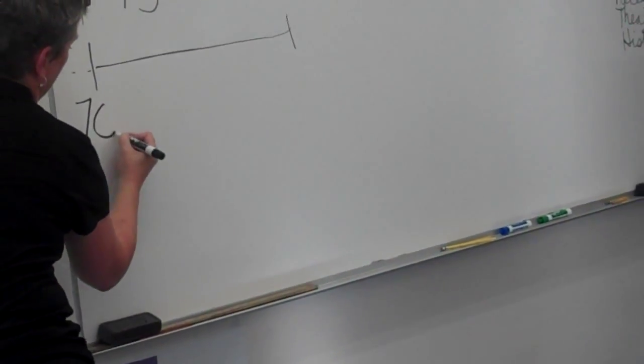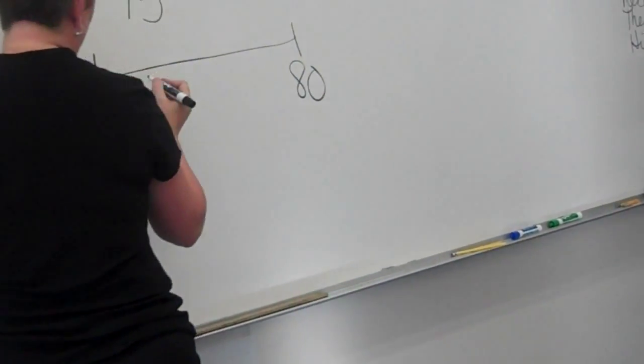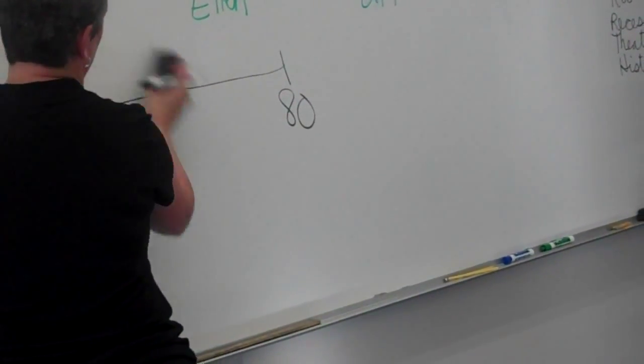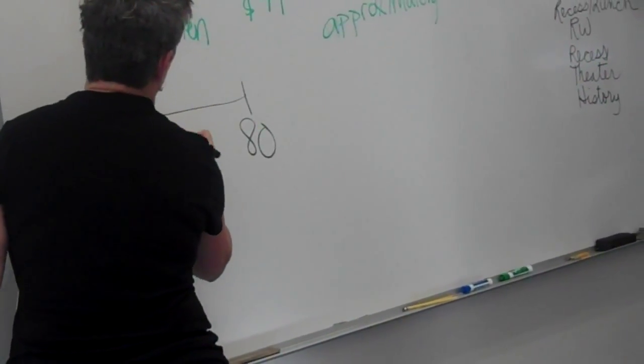All right. But most of you have done this. What's the lower 10, everybody? 70. If we were rounding up, what would it be? 80. And where does 75 go? In the middle. Right dead center in the middle.